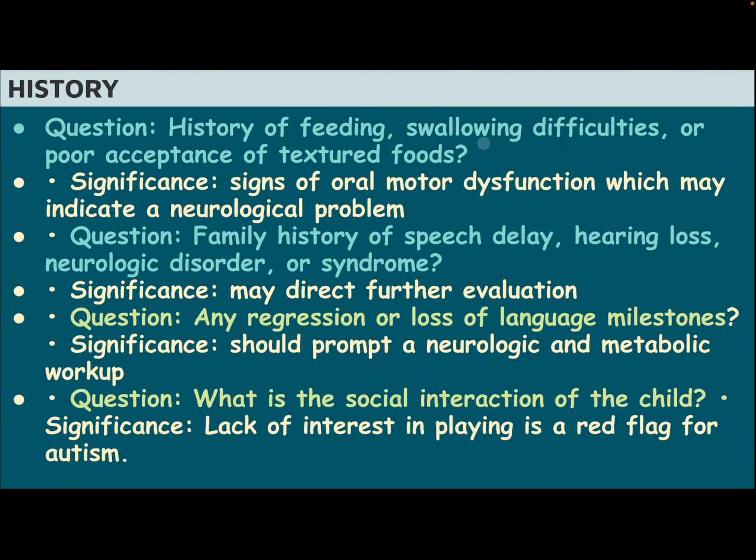Question: history of feeding or swallowing difficulty, or poor acceptance of textured food, significant sign of oral motor dysfunction which may indicate neurological problems. Question: family history of speech delay, hearing loss, neurological disorder, or syndrome, significant, may direct further evaluation. Question: any regression or loss of language milestones, significant, should prompt a neurological and metabolic workup.